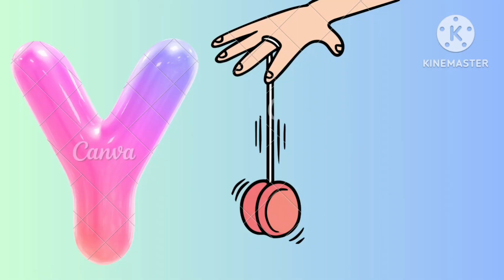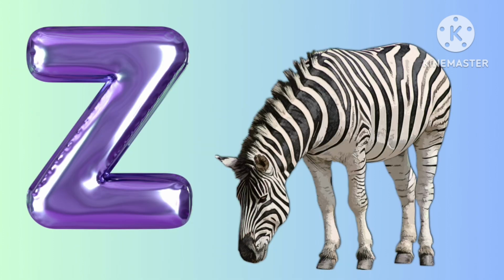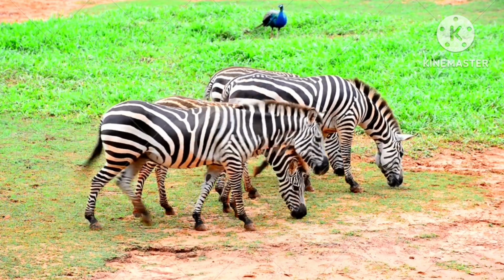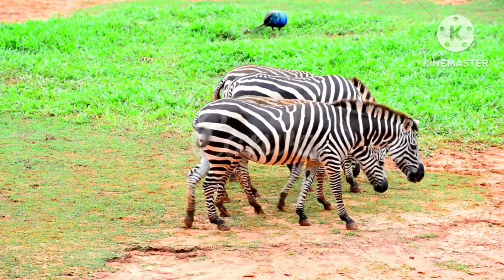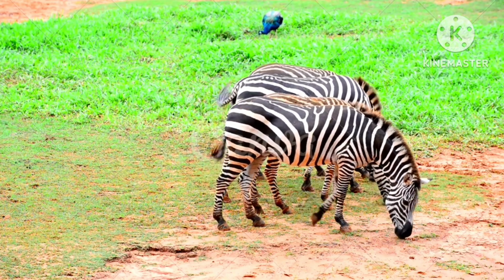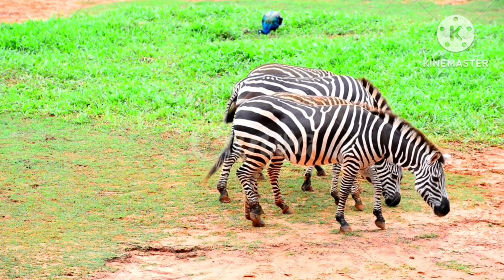Y is for yo-yo. I love to play with the yo-yo. Z is for zebra. They are looking cool with black and white stripes. They live in the jungle.